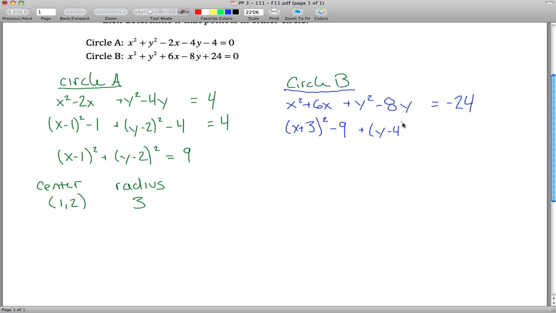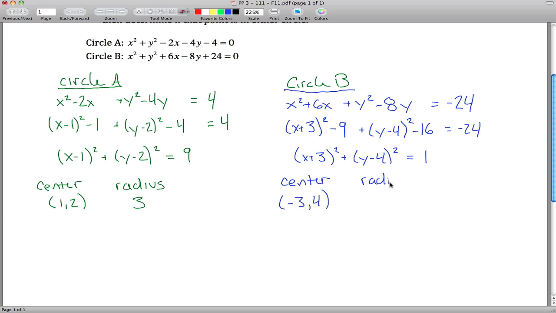And over here, completing the square on the y terms, we'd get y minus 4 squared. But to keep things equal, we have to subtract 16. And over here on the left, we have minus 9 and minus 16, which is negative 25. So we'll add 25 to both sides of the equation. Negative 24 plus 25 is just 1. So what we get is that our center is at (-3, 4), and our radius is the square root of 1, which is just 1.